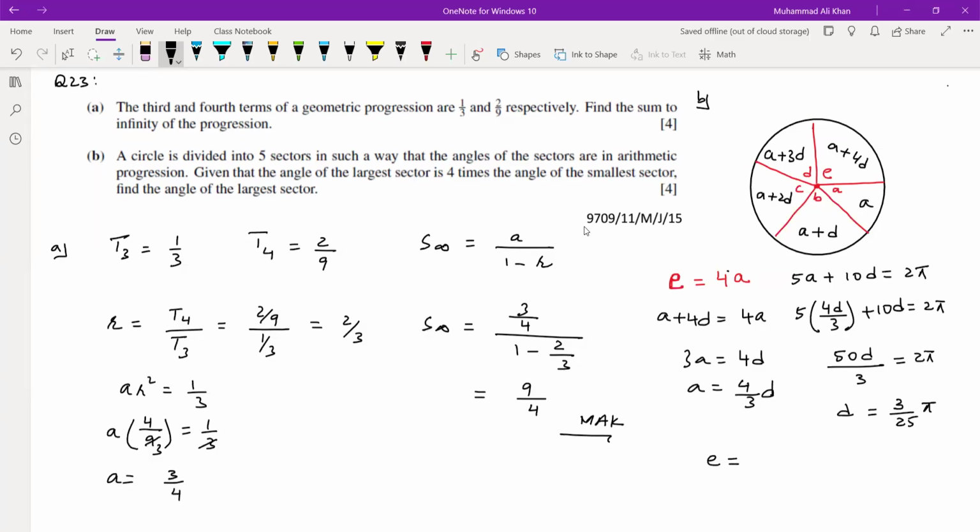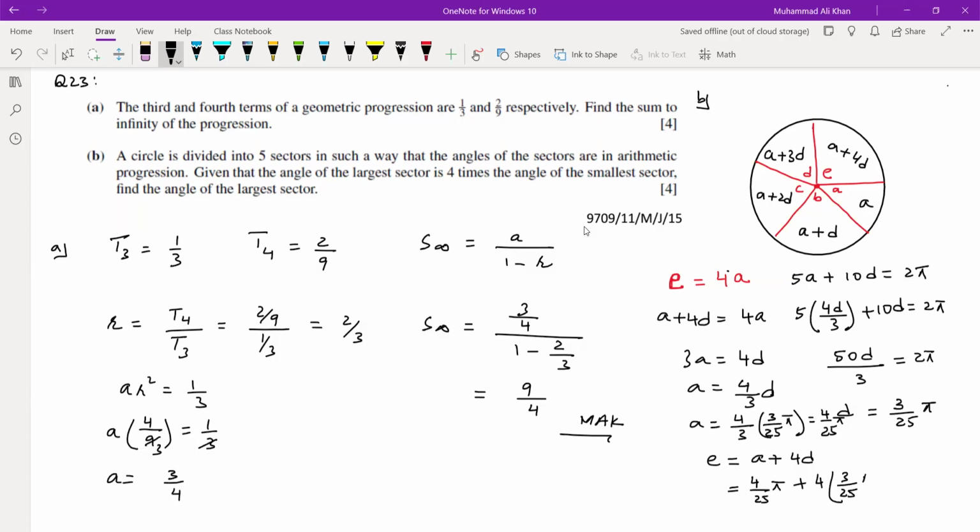So E equals to क्या हो जाएगा? A plus 4D. D की वैल्यू हमारे पास मौजूद है. A की वैल्यू आप कैलकुलेट कर सकते हैं. What is the value of A? अगर मैं D को रिप्लेस कर दूं यहां पर, D की जगह पर हम लिख रहे हैं 3/25 pi. So it will be 4/25 pi. This is the value of A. A की जगह रखते हैं 4/25 pi plus 4 times D की जगह रखते हैं 3/25 pi.